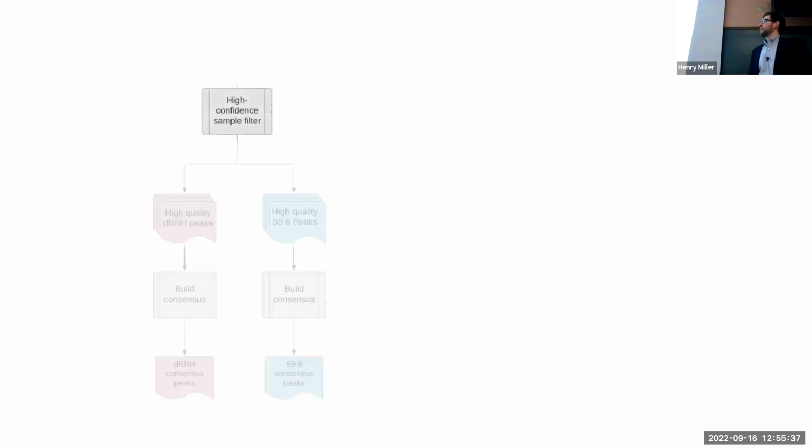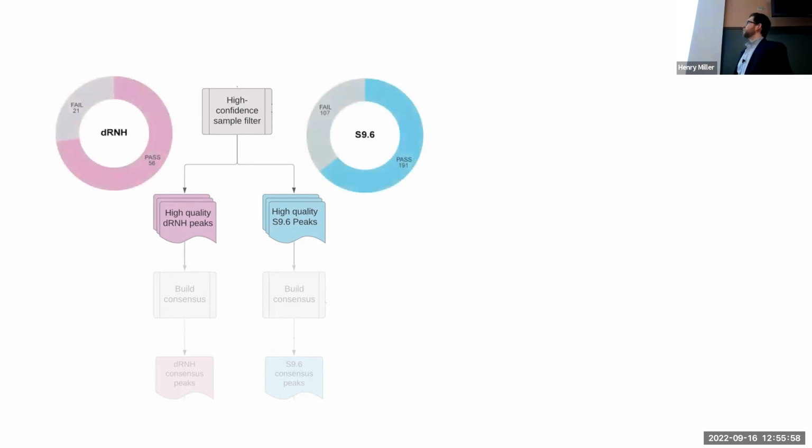So the first step, as I've already mentioned, was to apply the machine learning-based quality model. And as I've already alluded to, we predicted there would be differences between DRNH and S9.6 based techniques. So we split them into their own bins and analyzed them separately. For DRNH, about 3/4 of the samples passed our filter, about 2/3 of the S9.6 passed the filter.